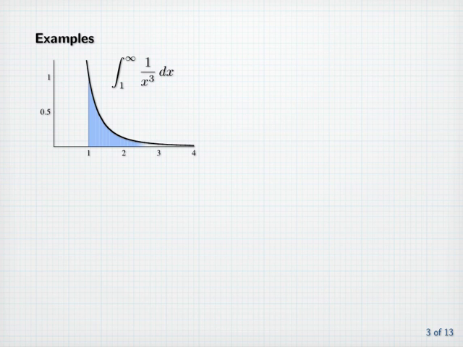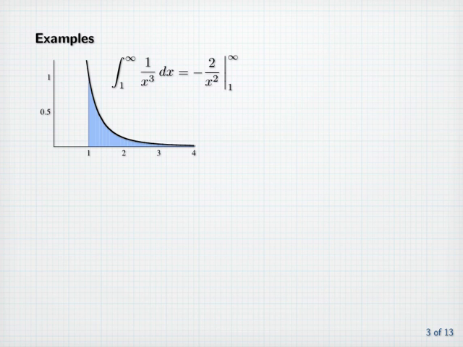Examples. Let's compute the integral from 1 to infinity of 1 over x cubed dx. Note that if this integral converges, then we can interpret it as the area of the shaded unbounded region under the graph to the right of 1. The integrand is x to the minus 3, so we antidifferentiate, getting minus 2 times x to the minus 2, and we'll evaluate that from 1 to infinity.